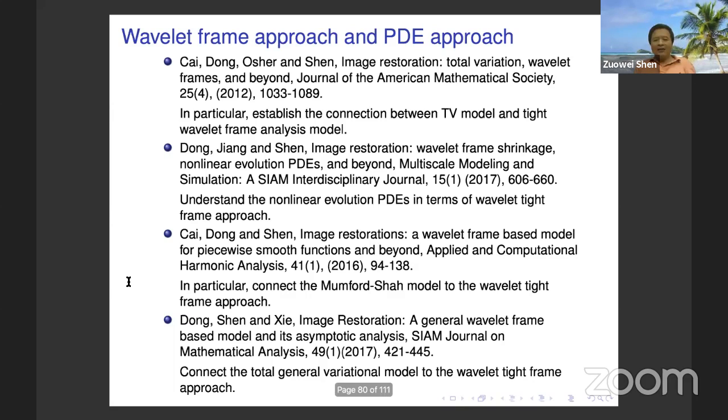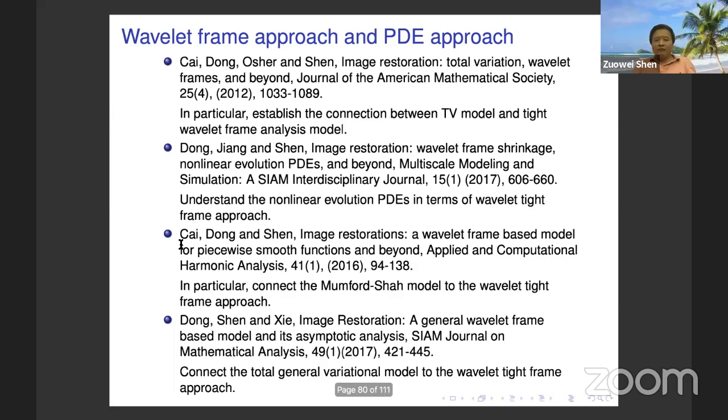It's very technical and hard to give the details in this talk. But the key point is very simple. No matter which PDE approach you take, we can understand in some sense that you go to the wavelet transform domain, you make a map to the wavelet coefficients.